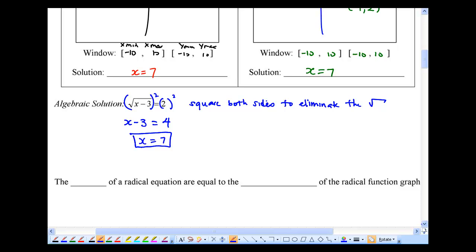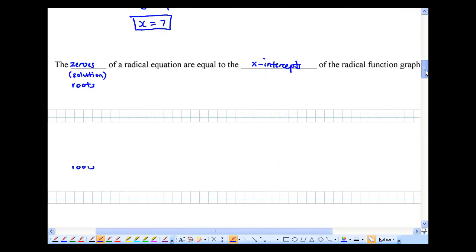Little note down here, just want to quickly tell you the zeros of a radical equation. Sometimes they call it the zeros or the solution, okay, just the answer. Or maybe even the word roots of a radical equation are all equal to, and then if I look at the function, I'm looking at the x-intercepts of the graph. Of course, that's using method number 1. All right, I think it's your turn now to turn the page.